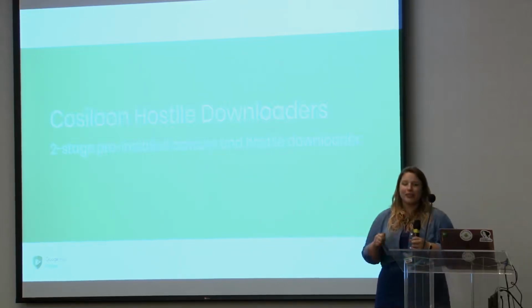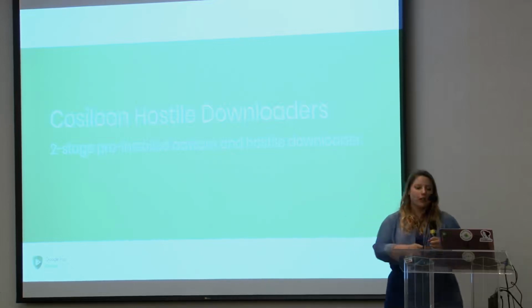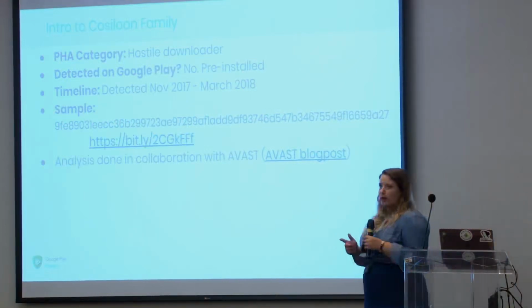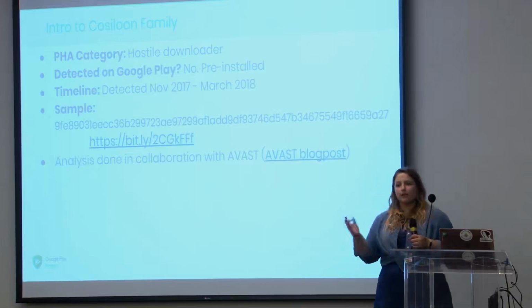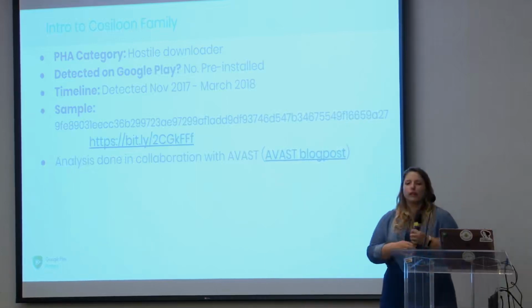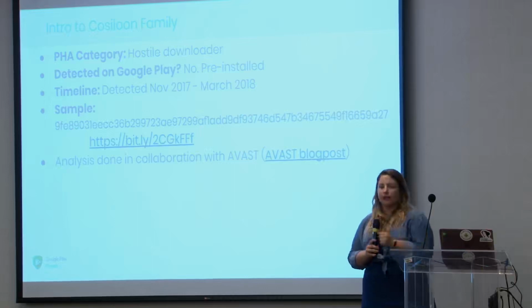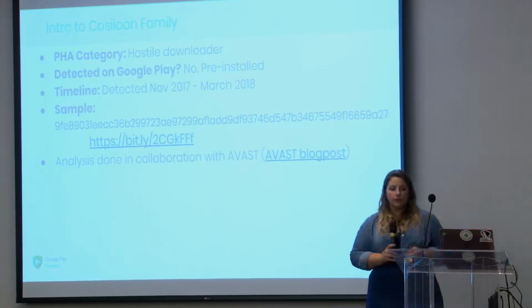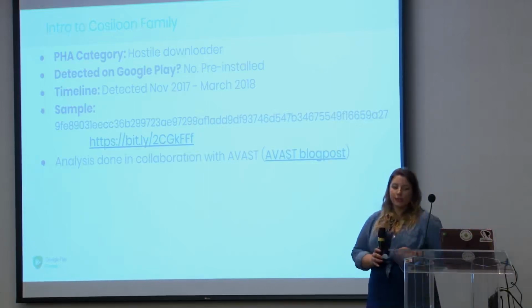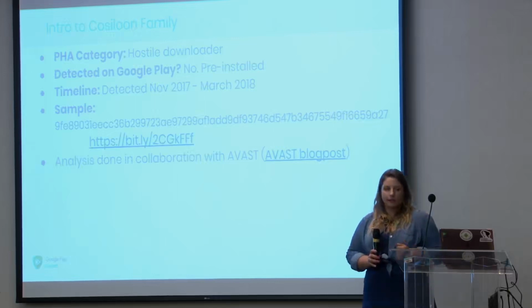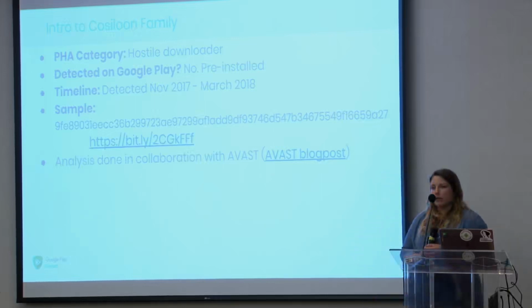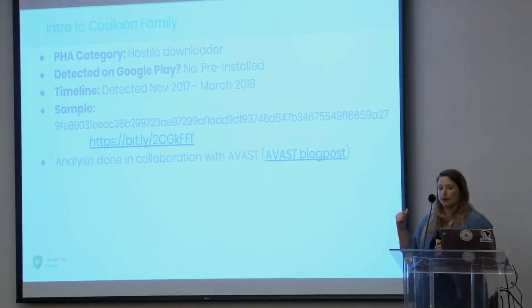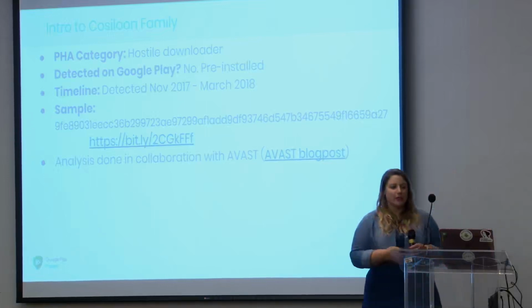Casaloon is one of those that has been pre-installed before. It is a hostile downloader, that category that Kylie was talking about earlier. It is not really off-market side-loaded, but it is considered off-market or side-loaded because it's not Google Play, and its distribution mechanism is pre-installed. It was detected in November 2017 and basically fell off in March 2018, largely because of an analysis and collaboration we did with Avast, and Avast published a nice blog post about that if you're interested in reading more specifically about this family.